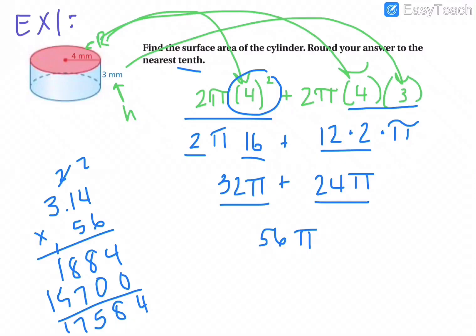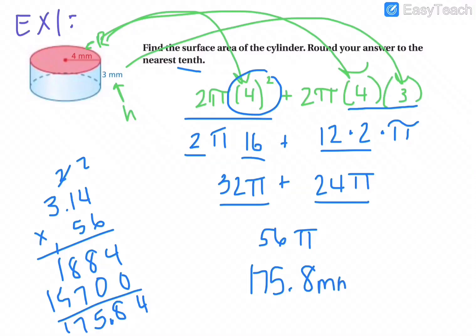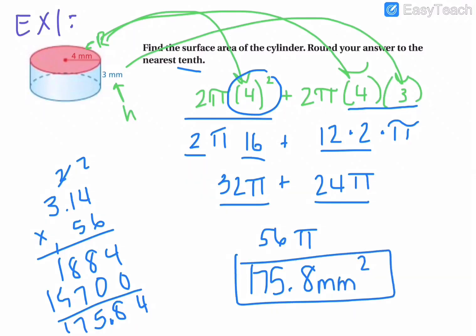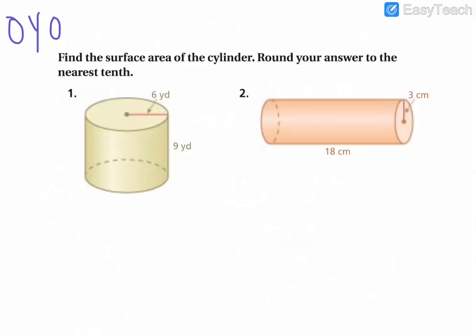And so we should end up with 175 and 84 hundredths, but since they said to the nearest tenth, we'll say 175 and 8 tenths millimeters squared. Still doing squared since we are still talking about surface area. We're not talking about the amount that can fit in the can. We are talking about the amount of materials it took to make the can. Okay, so try these two on your own, and then come back to check your answers.